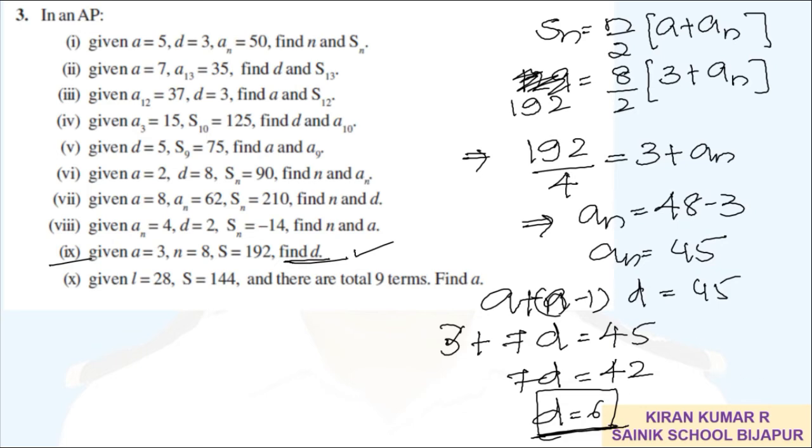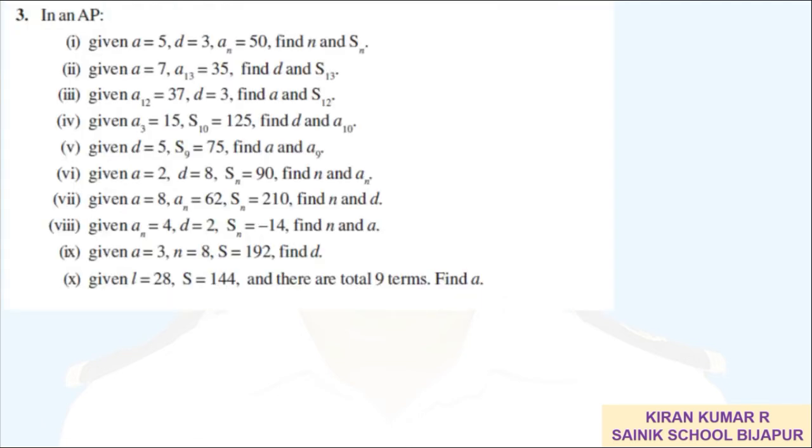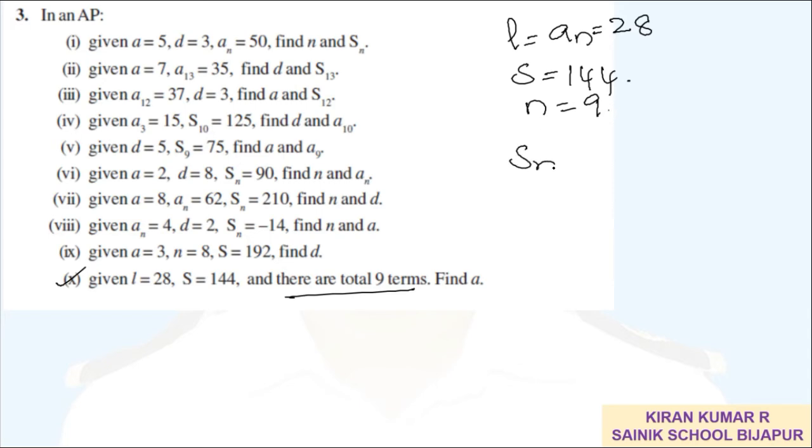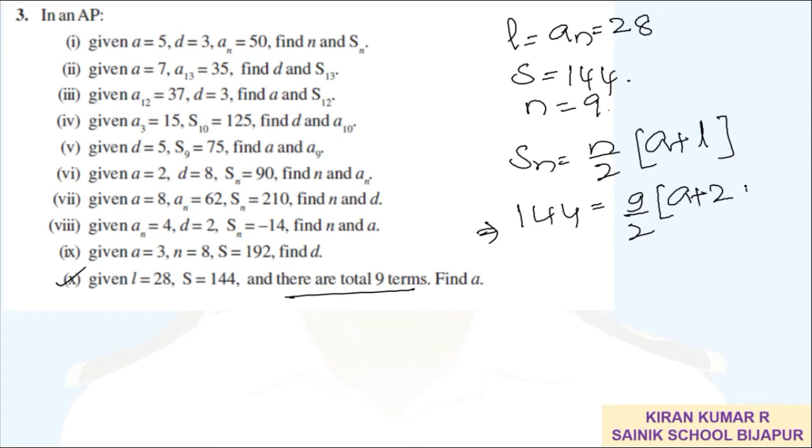Let's see the last 10th question of third main question. Question number 10. The value of L, the last term, is given as 28. Sum of the terms is given as 144, and there are total 9 terms. The value of n given is 9. Using Sn equal to n by 2 times of A plus L or A plus AN, we get 144 equal to 9 by 2 times of A plus 28.